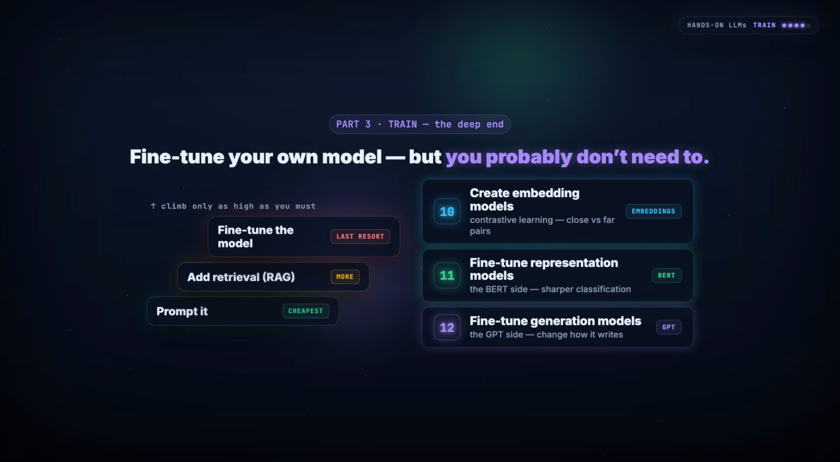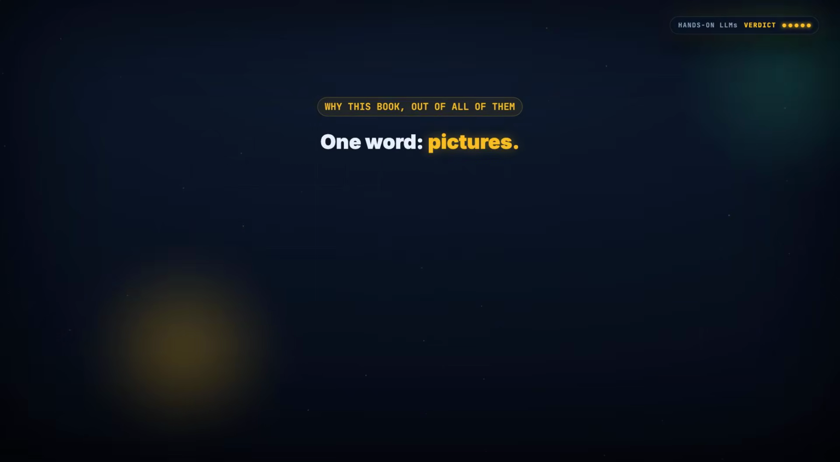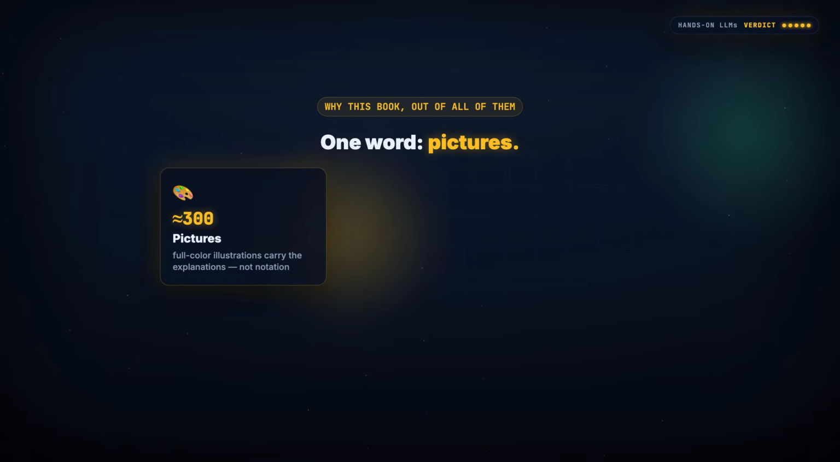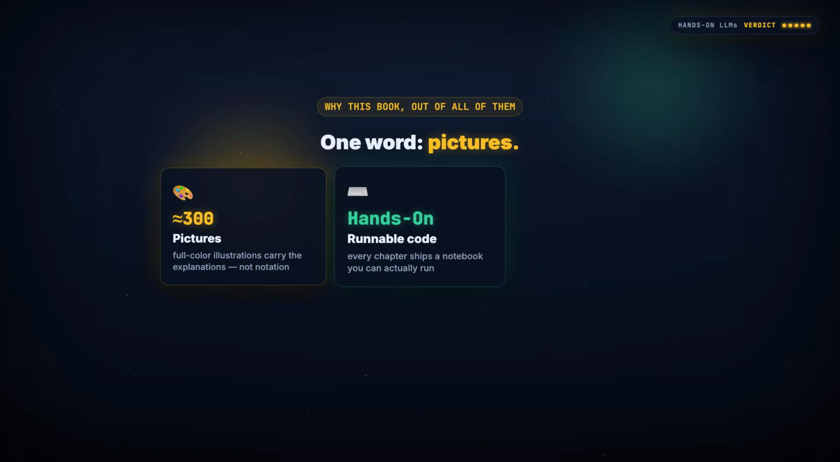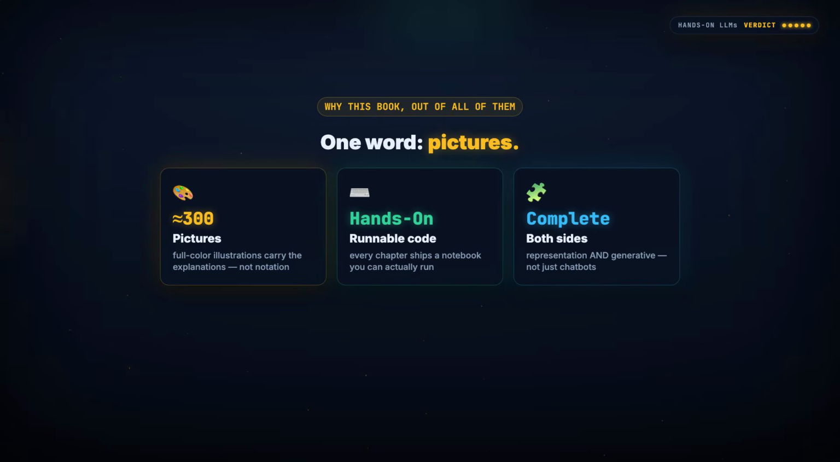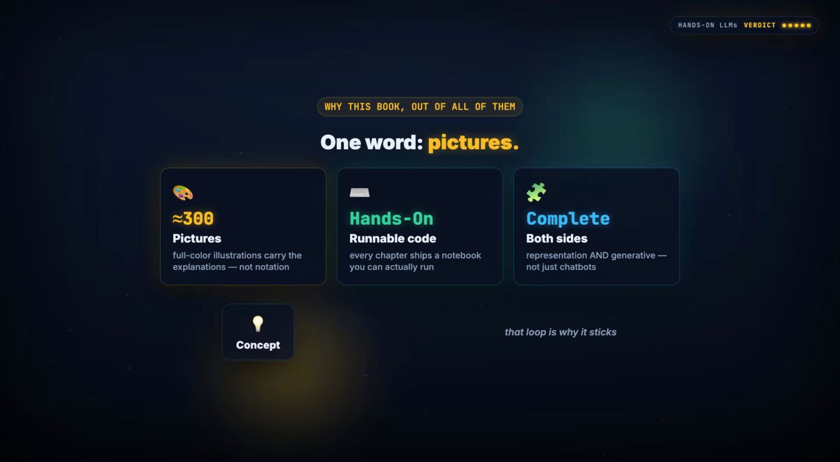The ladder of the whole book is simple. Prompt first, add retrieval next, and fine-tune only when you truly have to. So, why is this the book I'd hand someone out of all the LLM books out there? One word: pictures. Almost 300 custom illustrations in full color, carrying the explanations. Most AI books make you fight through notation to reach the idea. This one shows you the idea first, then lets the code make it real.